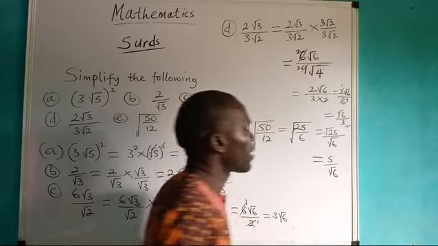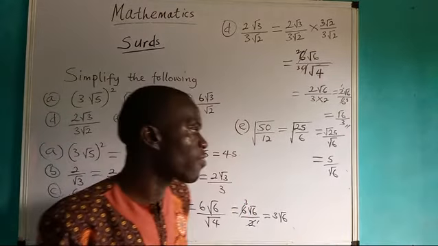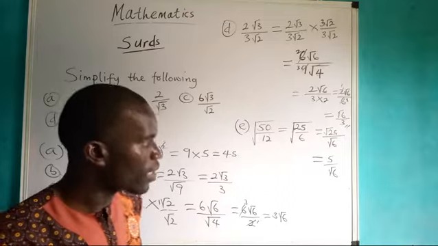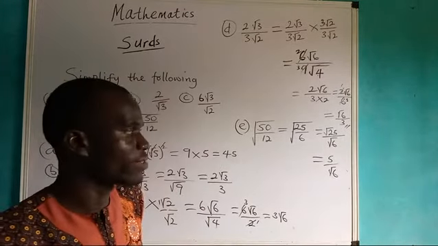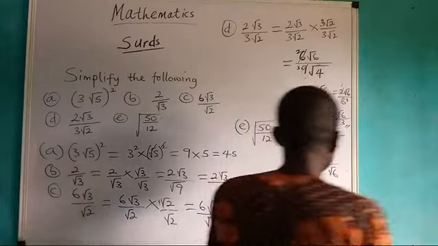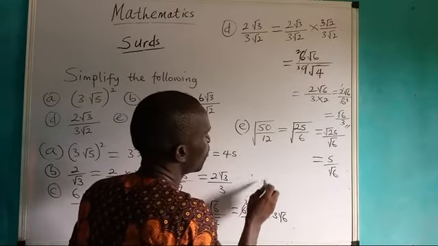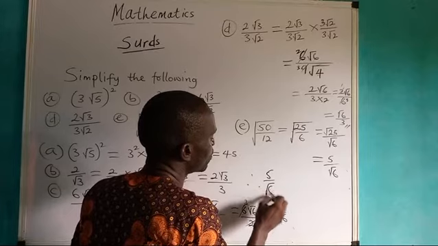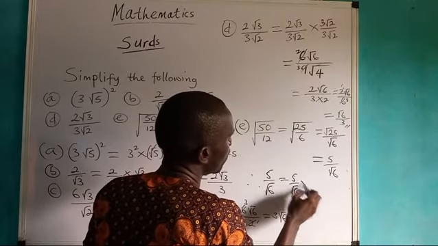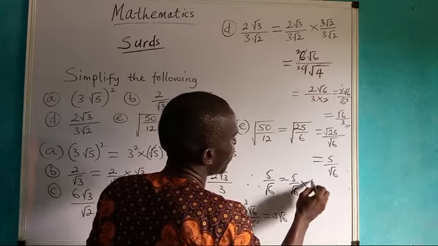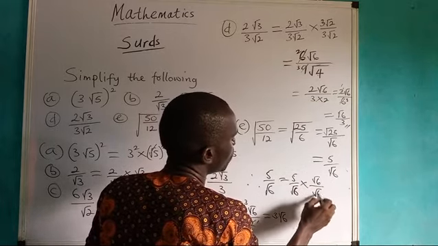Do you see now, at this point, we still have a surd at the denominator. Please don't forget, whenever you have a fraction and the denominator contains a surd, you have to rationalize. To rationalize this fraction, using root 6, it becomes 5 over root 6 times root 6 all over root 6.